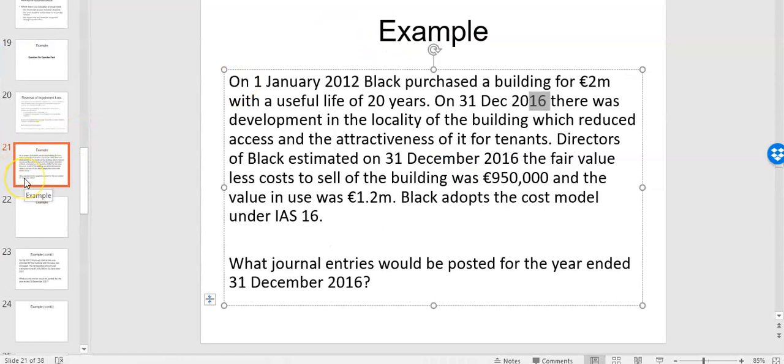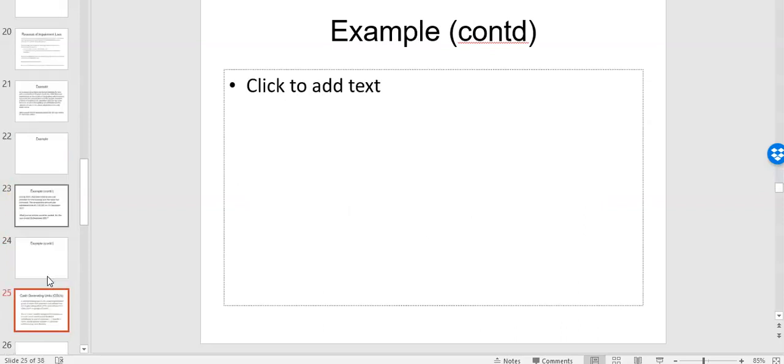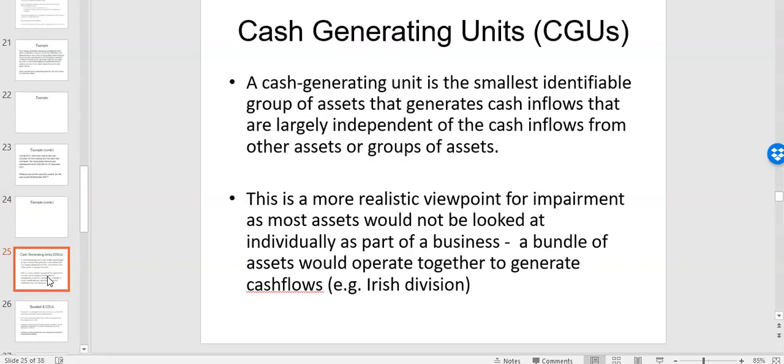All right, that's the first key area we wanted to cover off in the recordings today, the reversal of an impairment loss. The other thing we wanted to look at is a very practical issue. In the real world in companies, most assets are part of a collection. They're not going to be standalone assets that generate their own cash flows. So a lot of plant and equipment only really makes sense when you look at it as a collection of assets, like the Irish division. So you're looking at a part of a business.